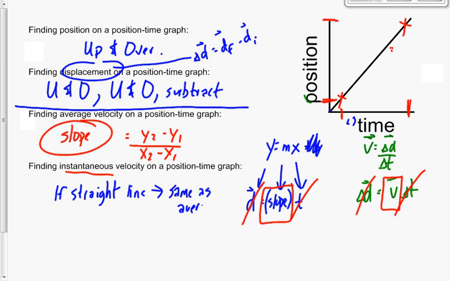Let's think about it. If the average velocity over this graph is 5 meters per second, then the instantaneous velocity right here must be 5, and right here must be 5, and right here must be 5. It's a constant. So if the average is 5, then the constant velocity at any spot must also be 5.